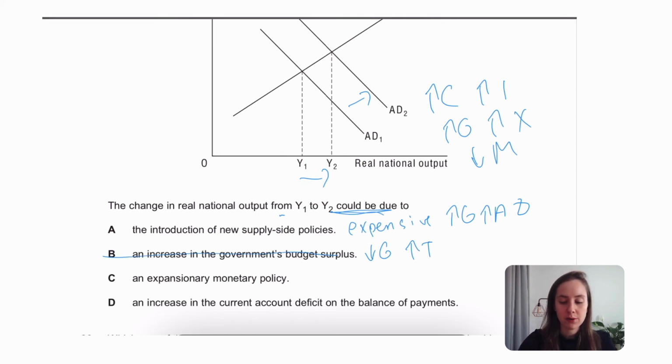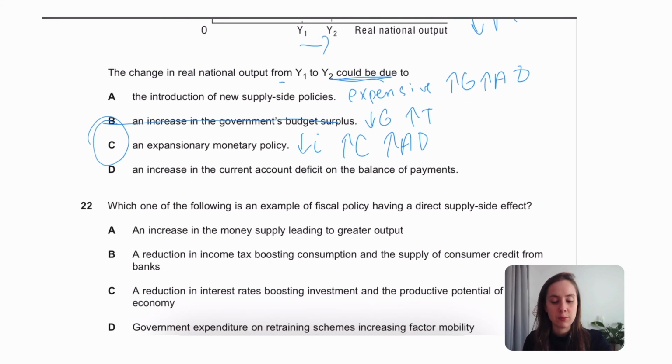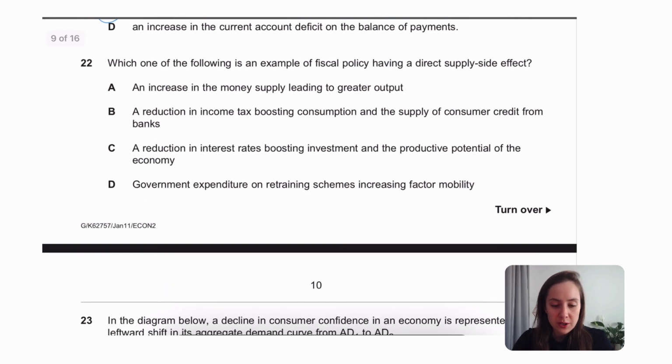Expansionary monetary policy, okay, so if you decrease interest rates, consumption is going up, AD is going up. That looks good, and that looks better than my idea for A. That was a bit of a stretch, the A one. Which of the following is an example of fiscal policy having a direct supply side effect?